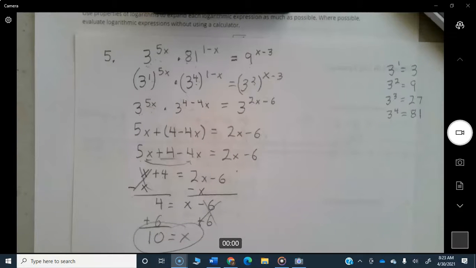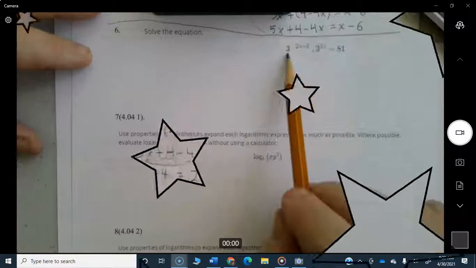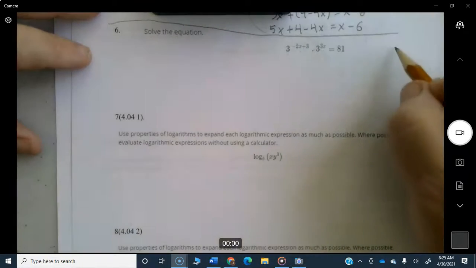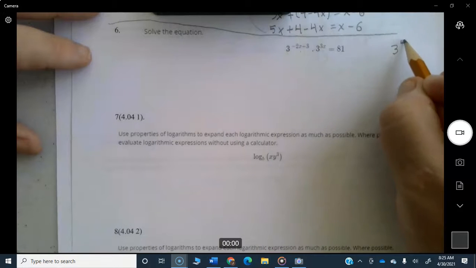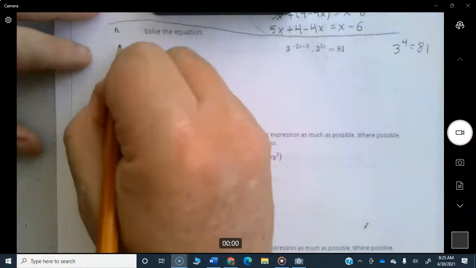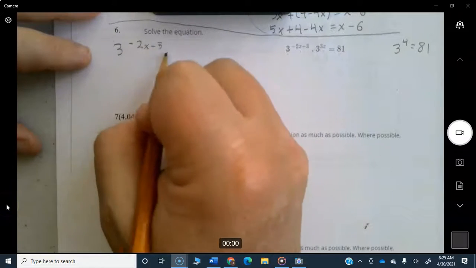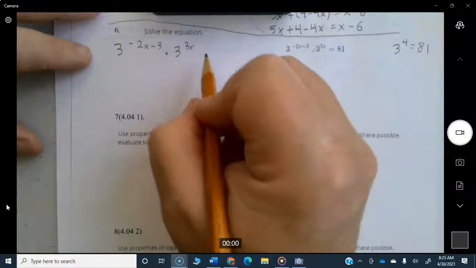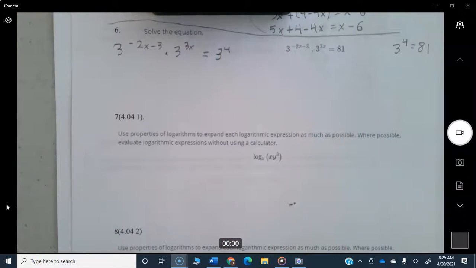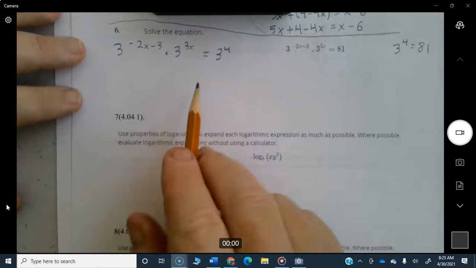Okay, we're ready to move down to number 6 here. Same thing, common base. So 3 to this times 3 to this, we need to get that as a base of 3. And we've already seen that 3 to the 4th equals 81. So we can go ahead and write this. I'll write it over here. So this side didn't change. The only thing that changes is this, 3 to the 4th. Okay, so we have base 3 for everything.